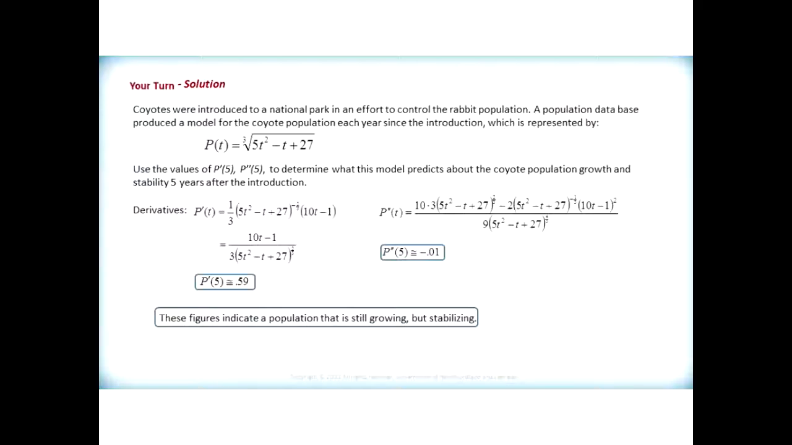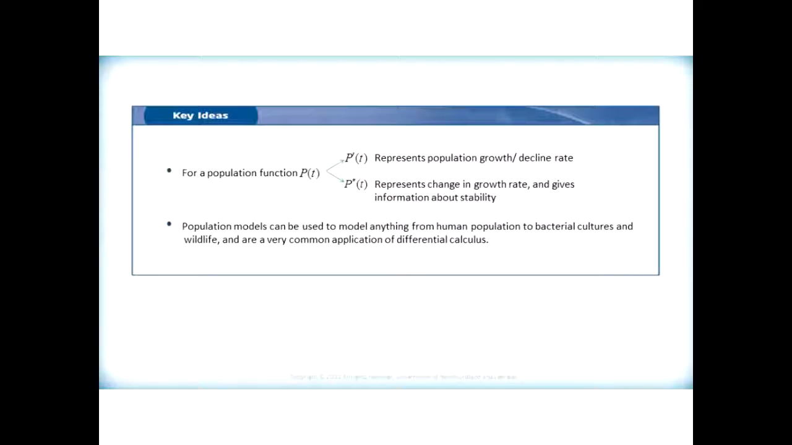I don't know. Alrighty, let's take a look at a quick summary of the things that we said here. So what we said in this section was that population as a function of time, P of t, and the first derivative represents your positive growth or decline rate, and the second derivative represents the change in the growth rate and gives information about this magic thing called stability. And population models can be used to model anything from human population to bacterial cultures and wildlife, the 3 examples that we saw here. And they're also a very common application of differential calculus.